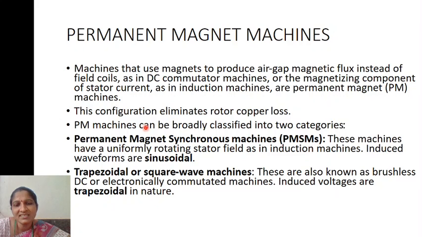And these permanent magnet machines are classified into two types. One is the permanent magnet synchronous machines, and the other one is the trapezoidal or square wave machines. Permanent magnet synchronous machines have a uniformly rotating stator field as in induction machines, and the induced EMF is of sinusoidal nature. Whereas in case of trapezoidal machines, the induced EMF is of trapezoidal nature. So these are the two classifications of permanent magnet machines.